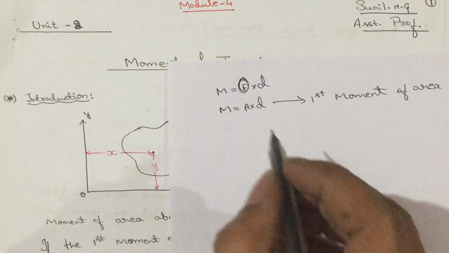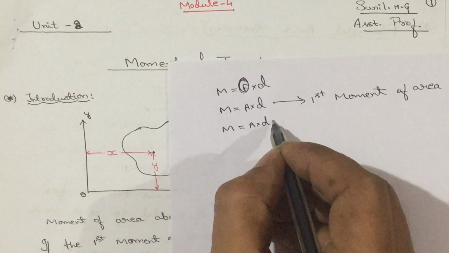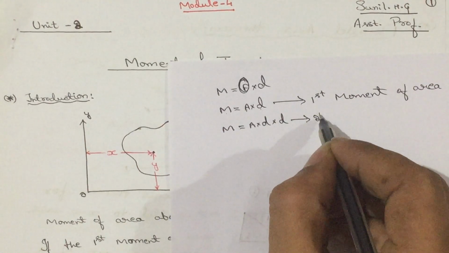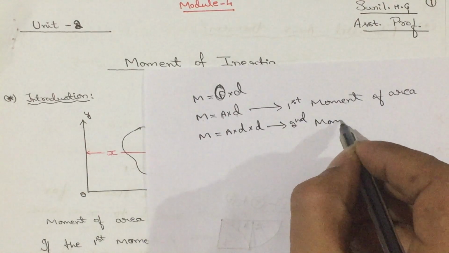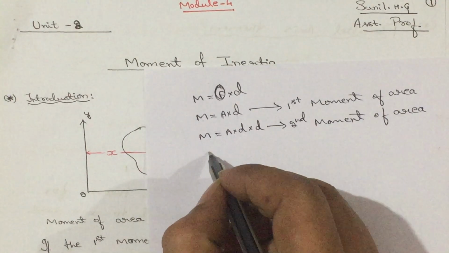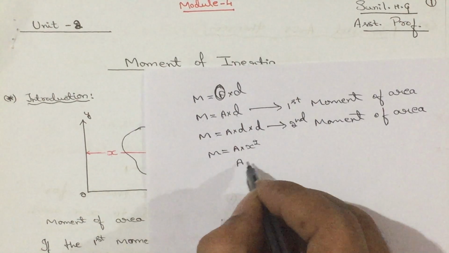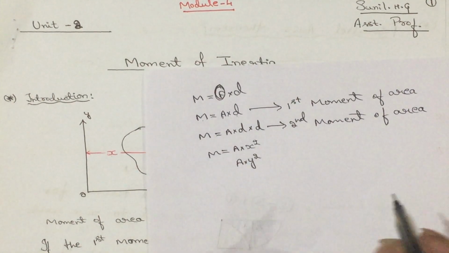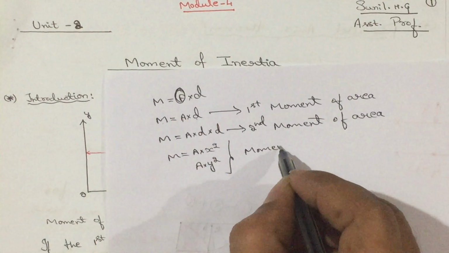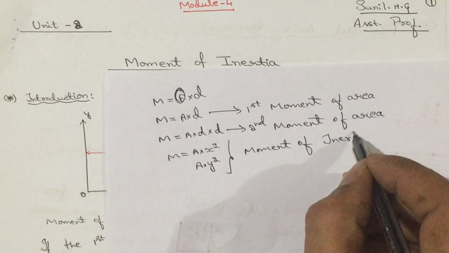Suppose I multiply by the distance again; a into d is already there. If I multiply the perpendicular distance once again, it becomes the second moment of area. So the moment is equal to a into distance square. The distance may be x, giving ax square, or the distance may be y, giving ay square. This second moment of area I am going to call moment of inertia.